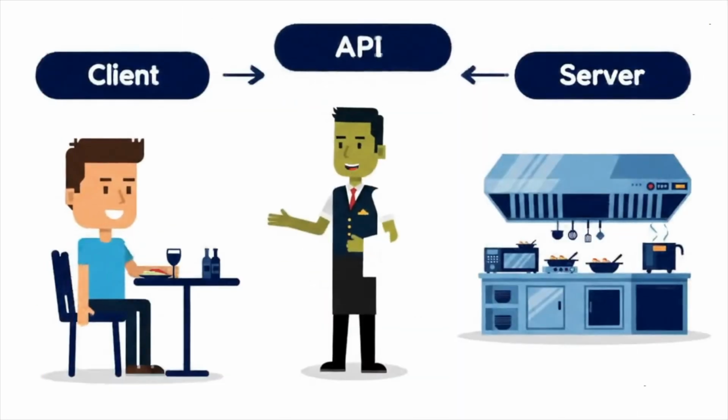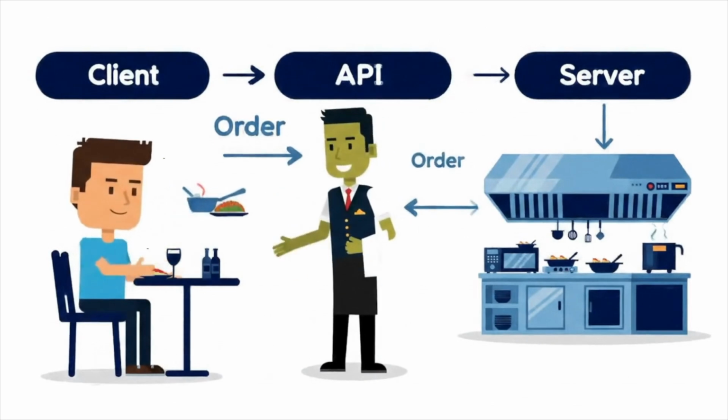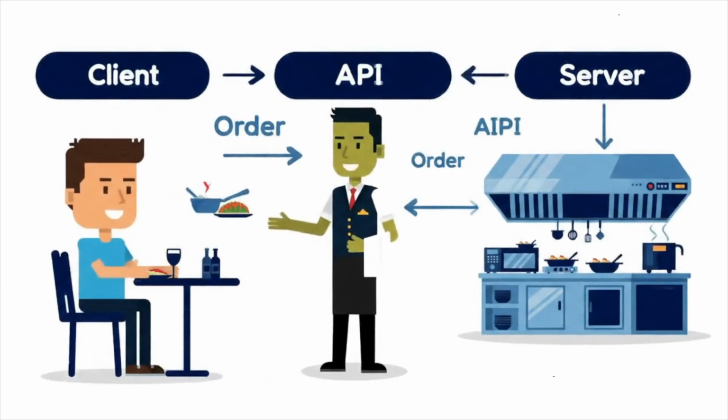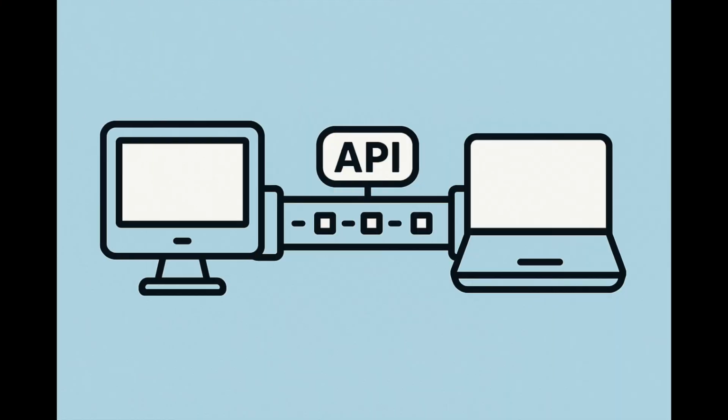In tech terms, you are a client, like an app or website. The kitchen is the server, where data lives, and the waiter is the API, the messenger. An API, or application programming interface, is a way for two software programs to talk to each other. It helps one program request data and the other respond with that data, just like ordering food.